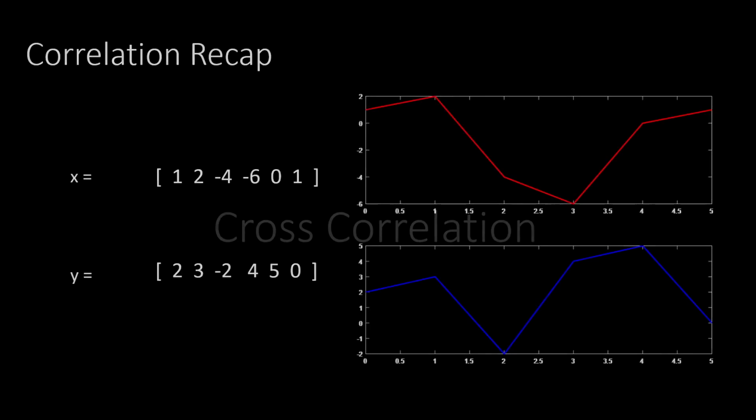Hello, this is a short video on cross-correlation, how it works and its application with respect to digital signal processing. Before we get into cross-correlation, a little recap on what correlation is. Correlation is the measure of similarity between two signals.